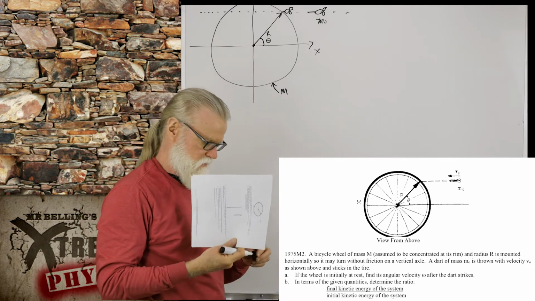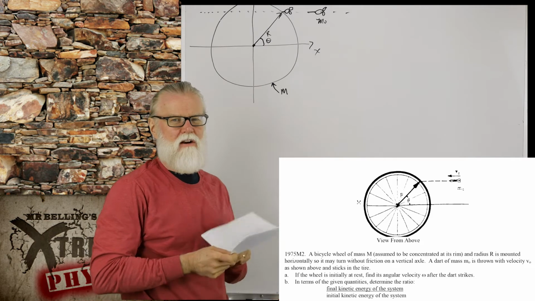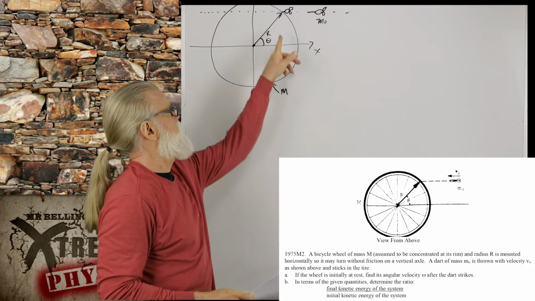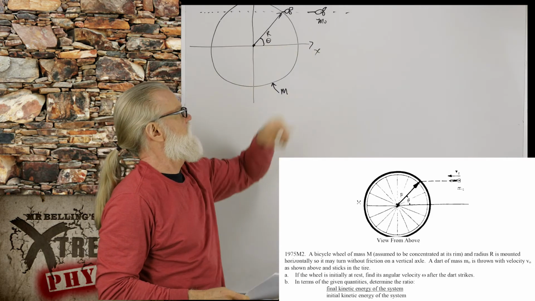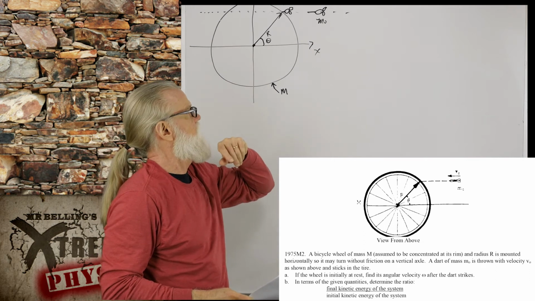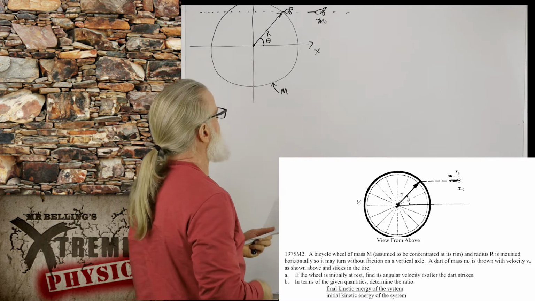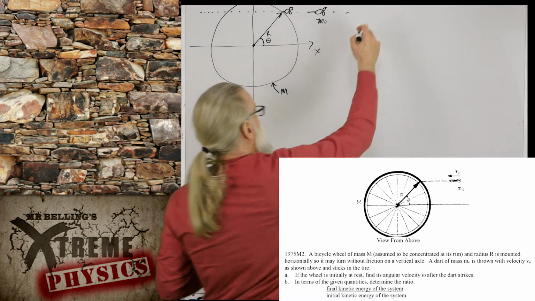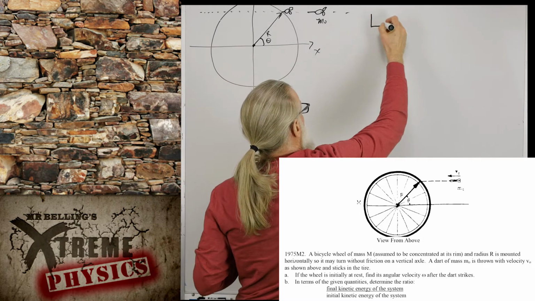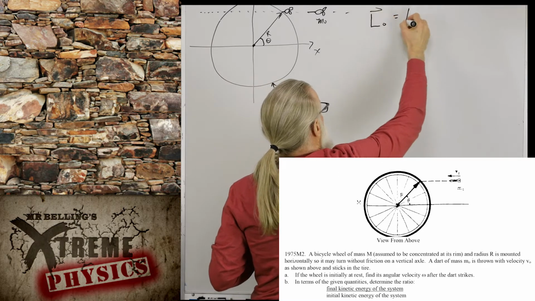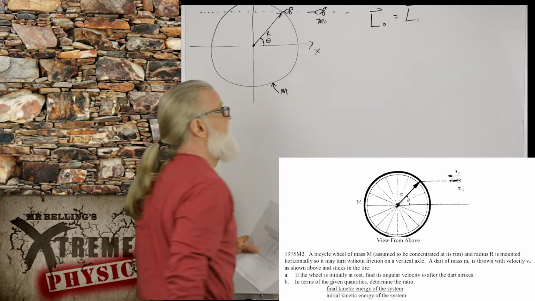Now, there is no net torque on the system if our system is just the dart and the wheel. So angular momentum is conserved. I'm going to make a statement that angular momentum is conserved: L initial equals L final.